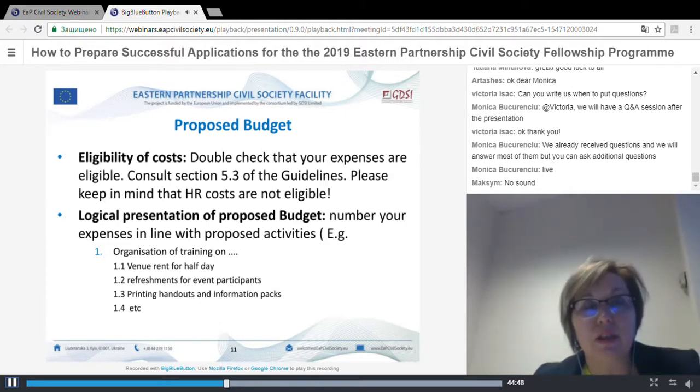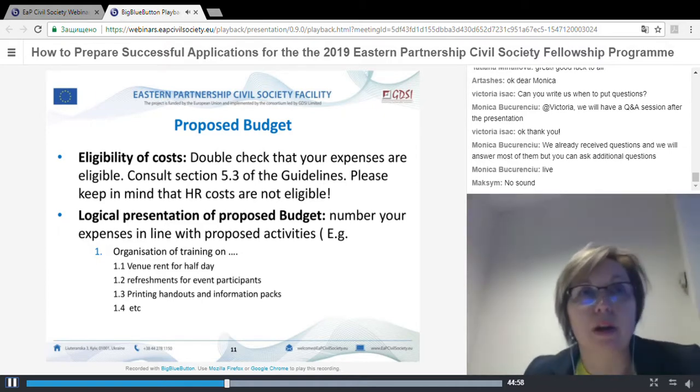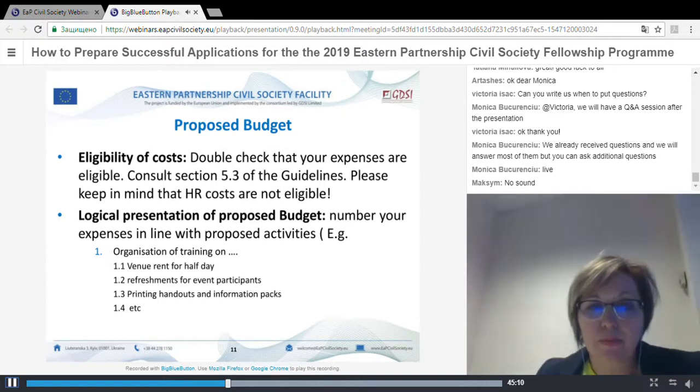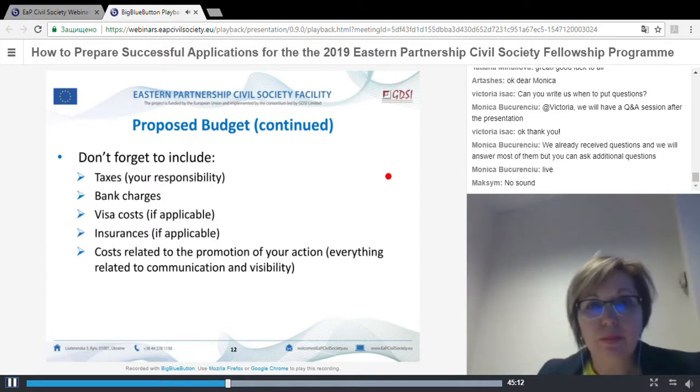The budget lines that are given as an example in the guidelines are just an example so that you think about this or that cost that might occur during the implementation. But it is your responsibility to prepare the budget properly and to budget it according to the activities you will be implementing. I hope it is clear.